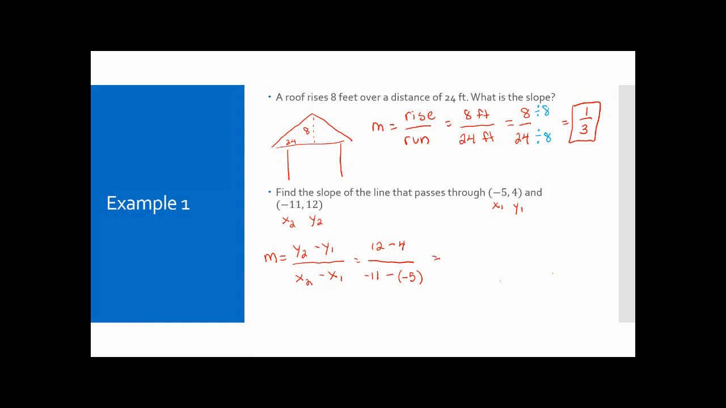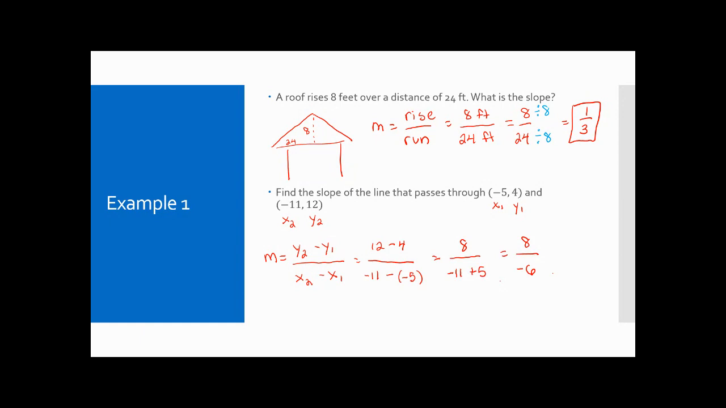So on the top of this fraction, I can do 12 minus 4, which is 8. And then in the denominator, when you're subtracting a negative, that's adding. So I'm going to write this as -11 plus 5 so that it's more clear. So I have 8, and then we have -11 plus 5, which gives us a -6. So I have a negative slope here, so this means it's going to go down if we drew a line between these 2 points.